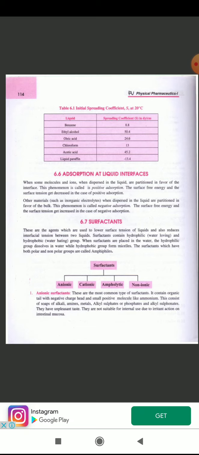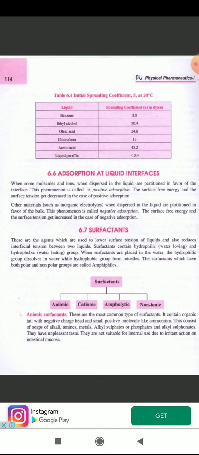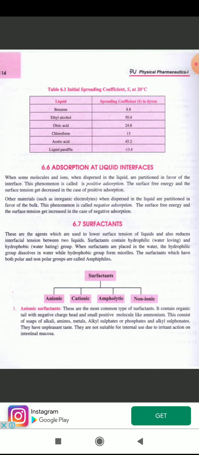Okay, and next topic we'll be seeing this adsorption at liquid interfaces. And adsorption, you know what is adsorption? It is nothing but the layer which is being partitioned over the surface, okay, or over the interface. When some molecules or ions which are dispersed in the liquid are partitioned in favor of interface, we call it as positive adsorption. The surface free energy or surface tension gets decreased in case of positive adsorption. And the opposite of adsorption is desorption. I hope you all know this one.